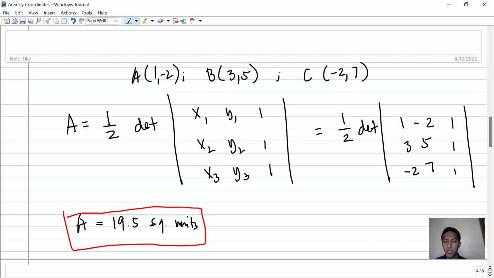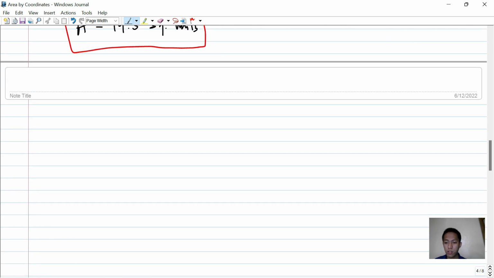Tapos i-add natin yung kanyang area. Okay, so ganun yung technique. Then yung third method natin is by using the shoelace method. So ito guys, na method na to is applicable din siya sa lahat ng problems under area by coordinates na hindi lang tatlong side or hindi lang tatlong vertices. Kahit 4, 5, applicable pa rin siya.